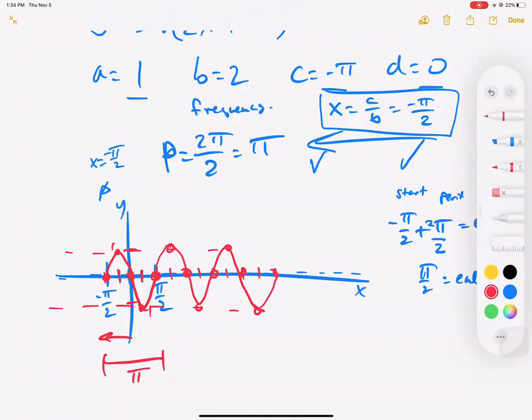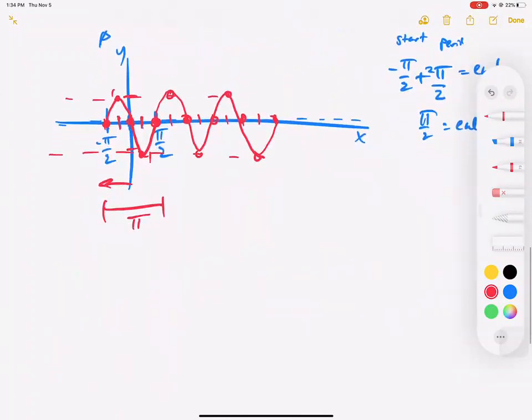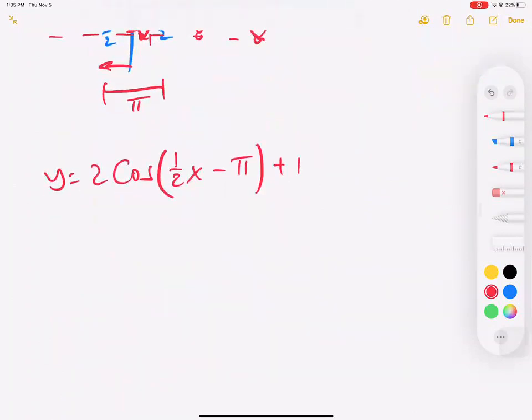Okay, we're going to do a couple more problems like this with the shifting. Okay, let's do cosine. Let's do 2 cosine of 1/2 x, minus pi, and then we're going to add 1. Okay, so we have A, B, C, D, everything. This is a combo problem. If you can graph this and you understand where all the parts are, you are in excellent shape.